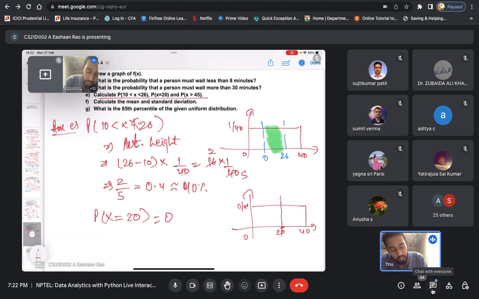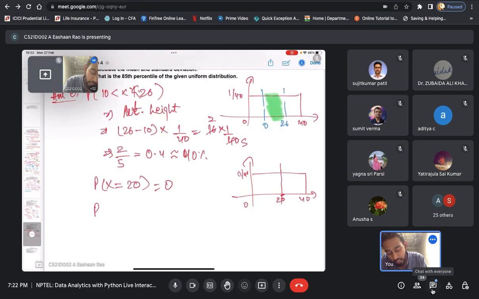Okay, the next point will be if I have P(x) which is greater than 45.